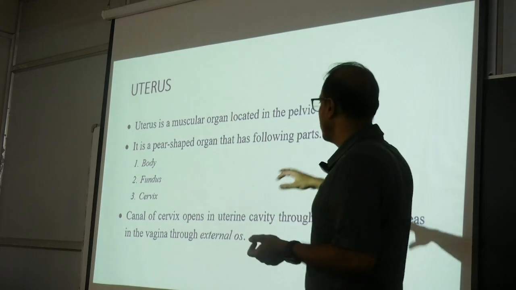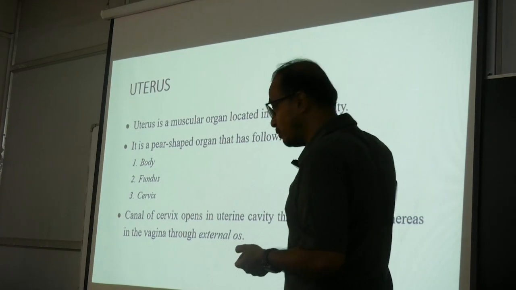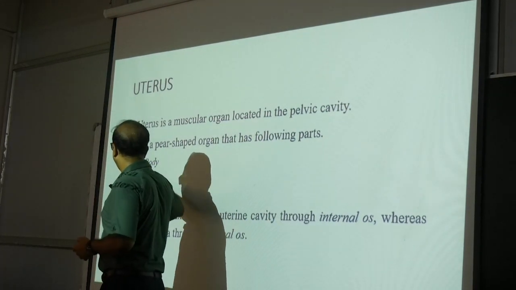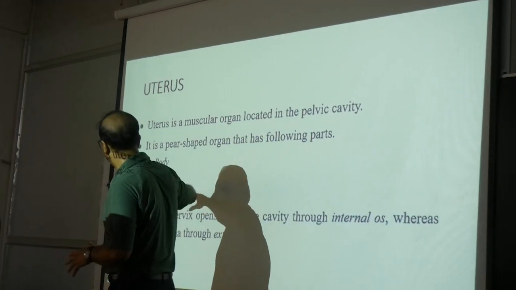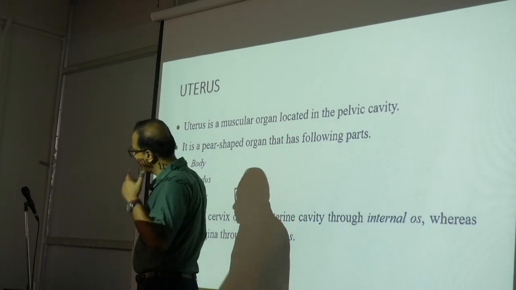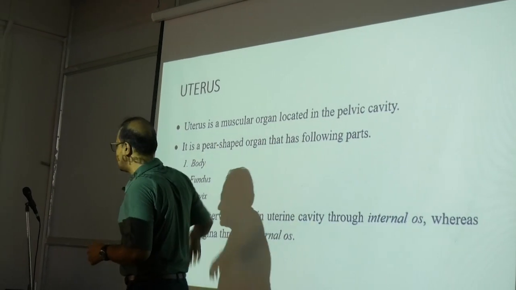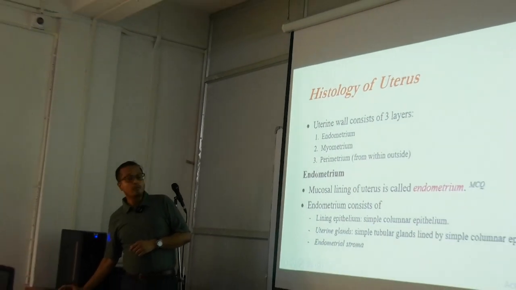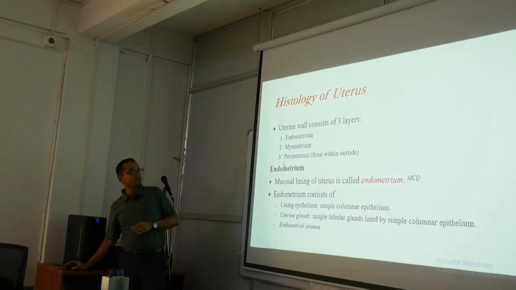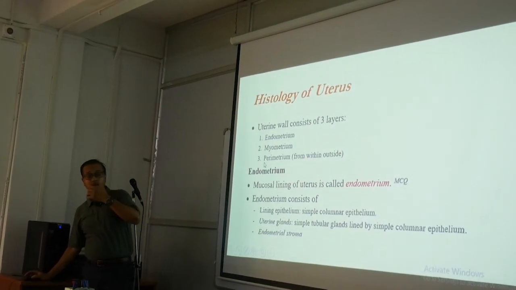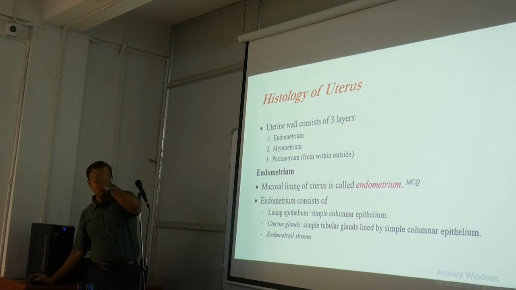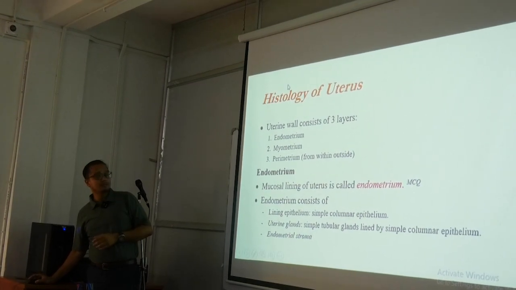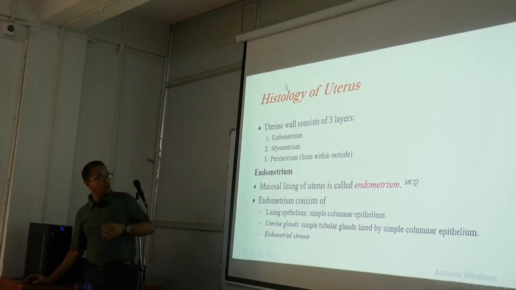Now, mostly we pick up the histological specimen from the uterine fundus or body region. Cervix we do not normally pick up. So the fundus and the body are where we usually pick up the uterine specimen. Whenever you are seeing this uterus, you may not be seeing the entire layers, because we will give you a short cross-section area of the uterus to identify.